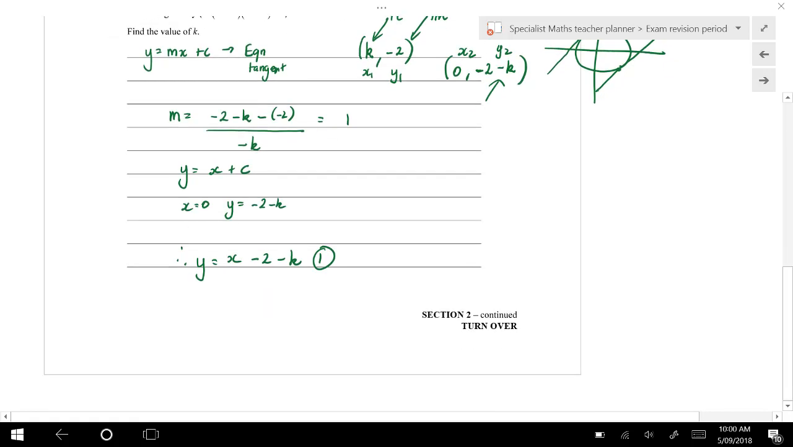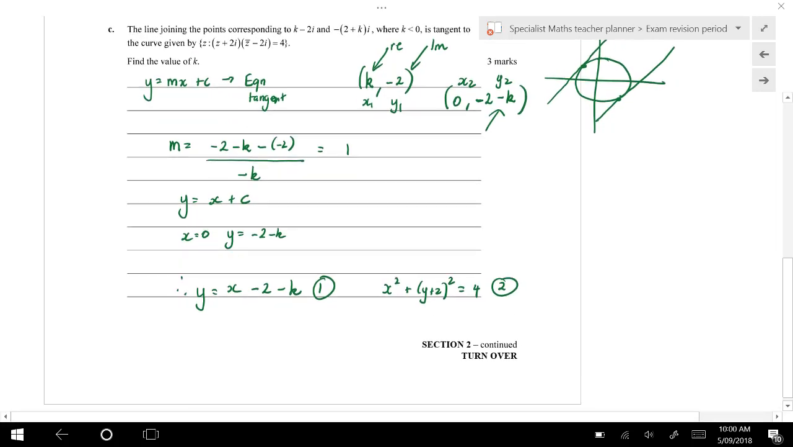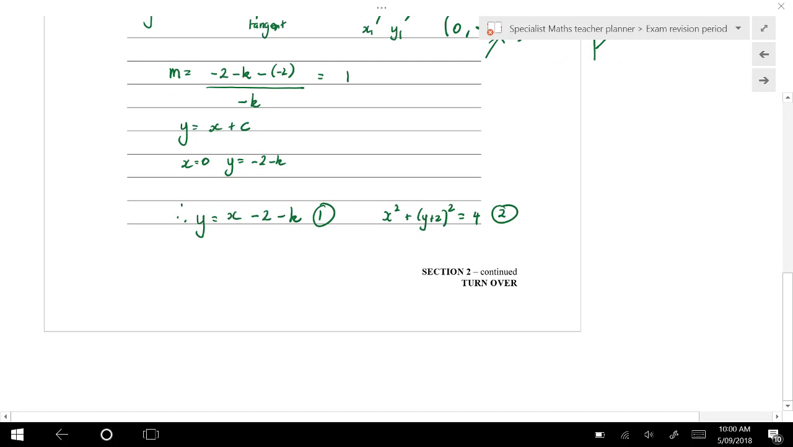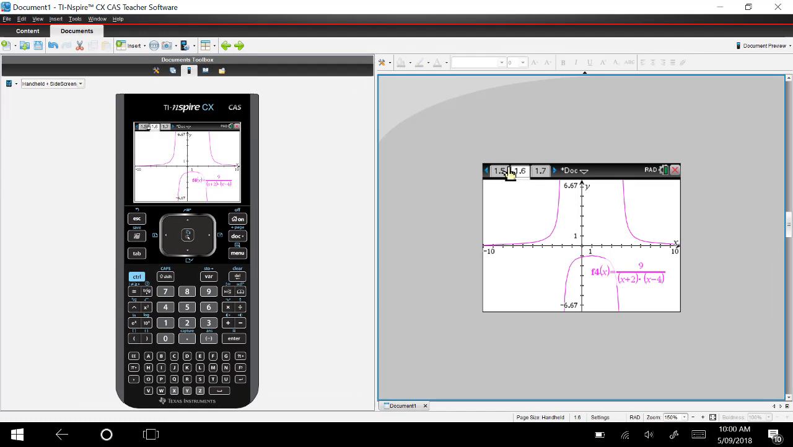Now, we also know that the circle has the equation x squared plus (y plus 2) squared is equal to, what is it, 4? Okay, let's call that equation 2. Now, we don't need to find the answer to that, we don't need to show any working there. It doesn't say show that. Okay, there's a fair few things in here. So what we do is we go to our calculator and we try and solve for that.